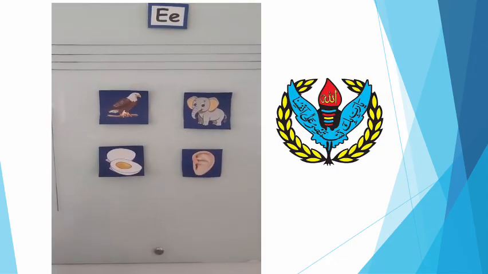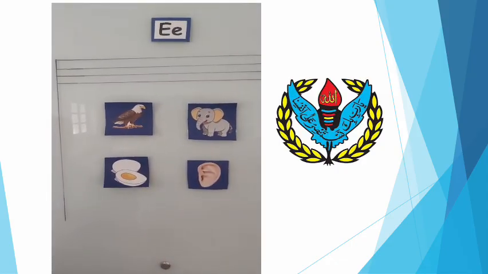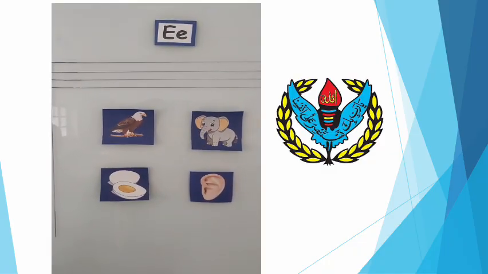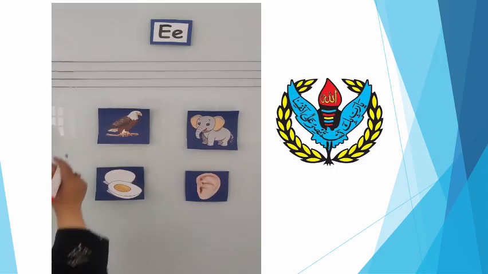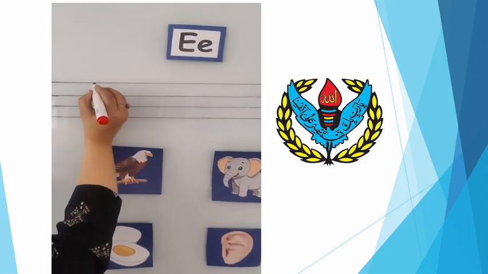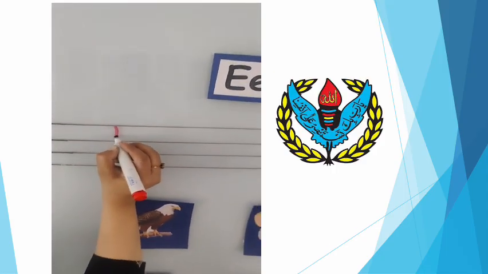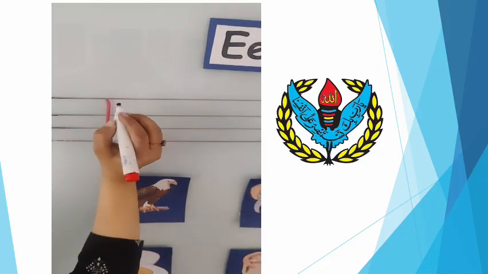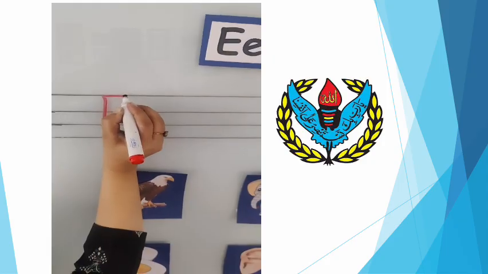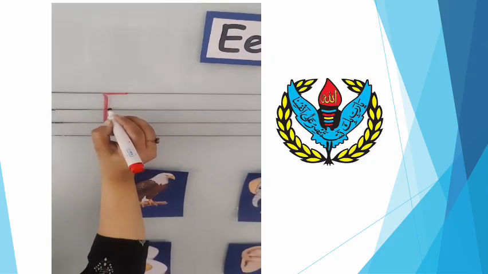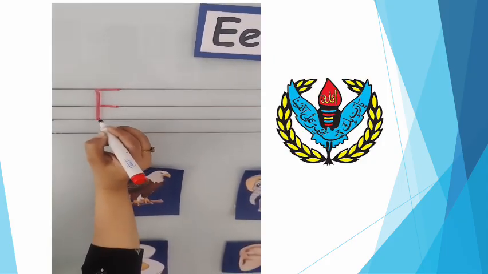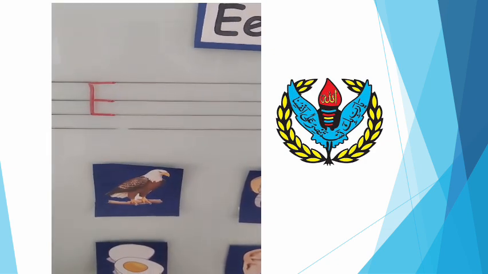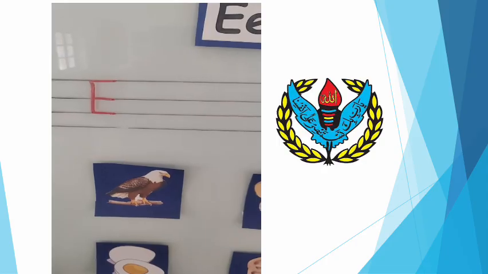Now we learn how to write E in 4 lines. For capital E, as we know that all capital letters come in 3 lines, we draw a straight line from the first line to the third line, like this. Then we draw a sleeping line on the first line, then from the middle line, and then a sleeping line on the third line. That is how we write capital E, which is very simple and easy.